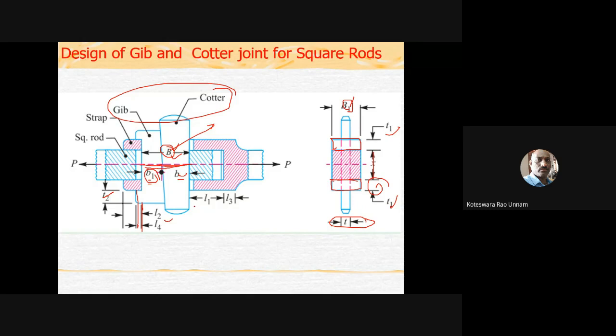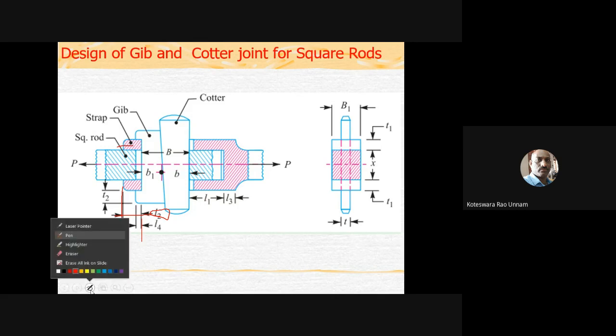And for L1, we need to consider the shear failure of the rod as the failure to find it, and similarly LD is again an empirical relation only. Here you also have one more thing, that is the sleeve end. Here also you need to consider this distance. The distance is calculated from this point to this point, and that distance is taken as L2. This L2 is also determined based on the shear failure of the strap end. So you have to consider the shear failure of the strap end, and using that you can get this L2 value.